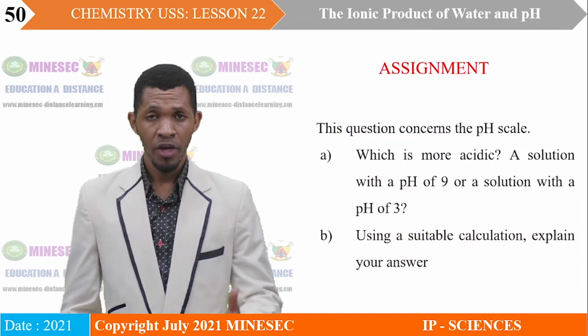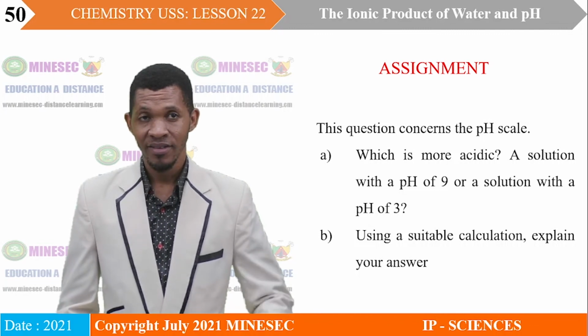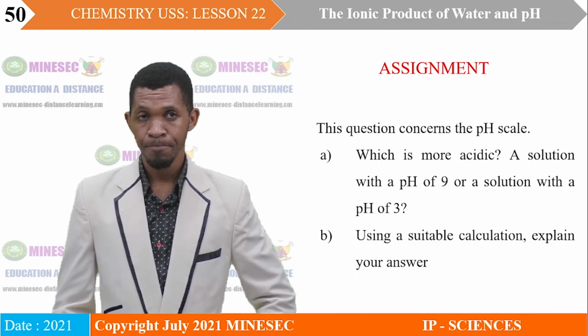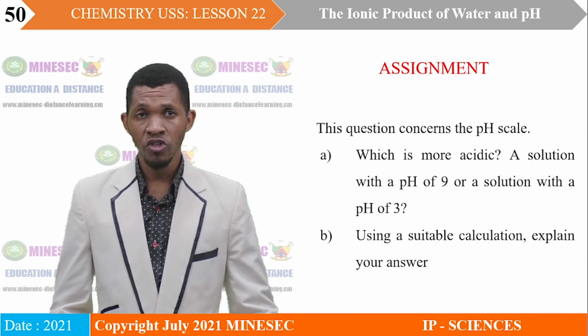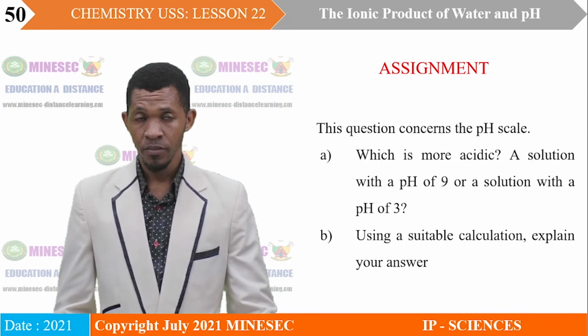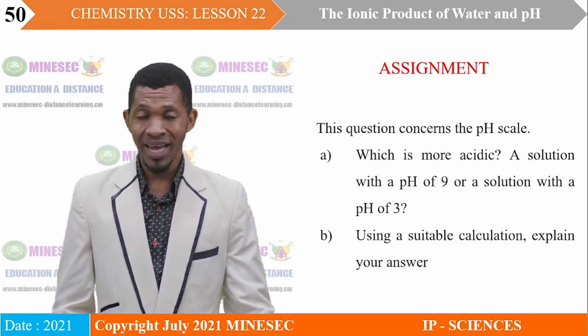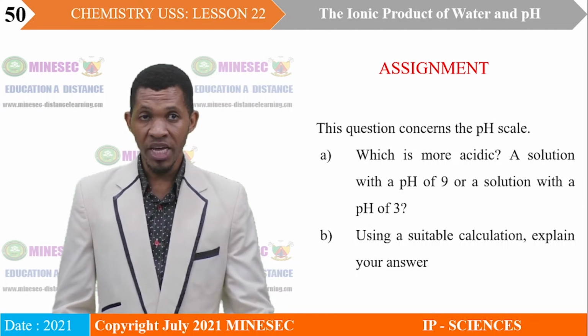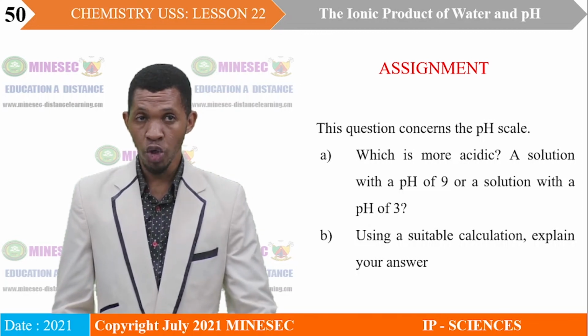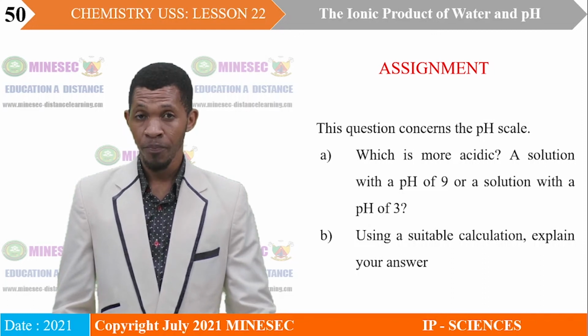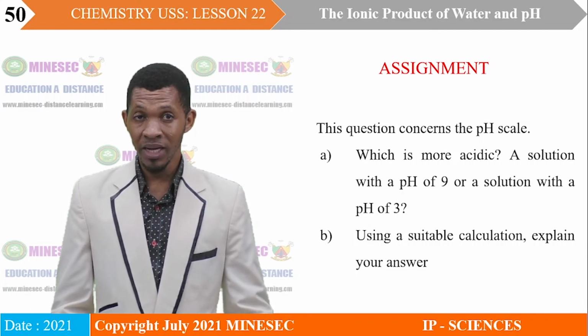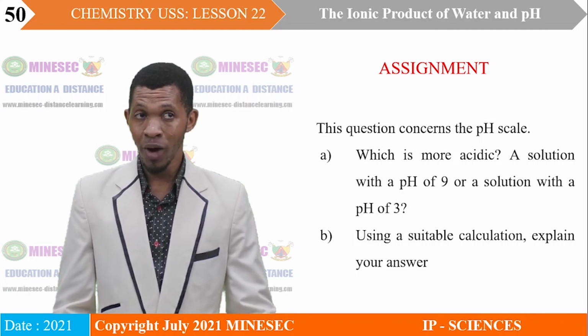Assignment. Before our next lesson, answer this question. This question concerns the pH scale. A. Which is more acidic, a solution with a pH of 9 or a solution with a pH of 3? B. Using suitable calculation, explain your answer.